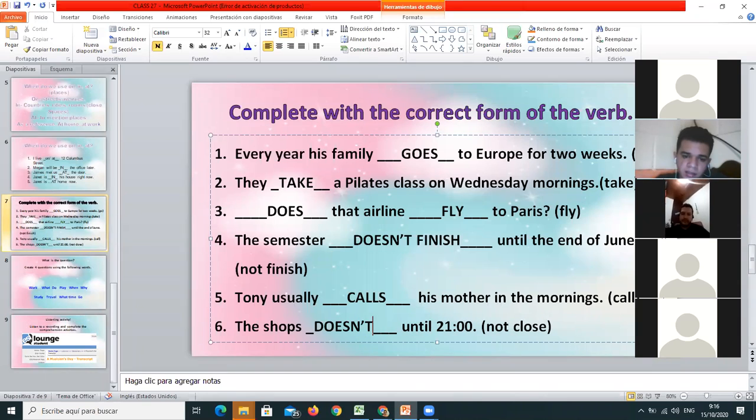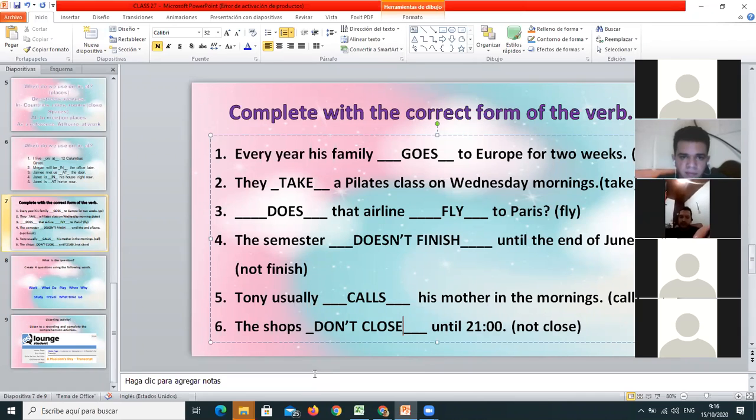Let me ask you, Rebecca. The shops. Only one or many shops? Is it do? Okay, don't, right? Don't close. That's right. Don't close because it's plural.